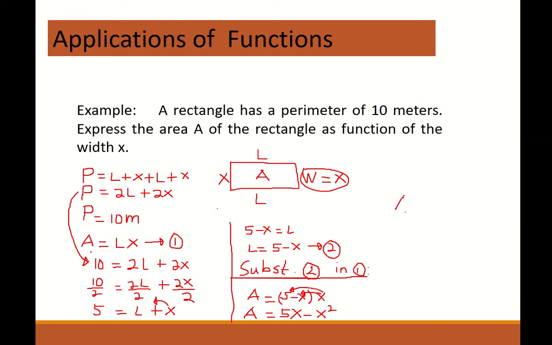So area as a function of x means something like this. You write it in this manner: area as a function of x is equal to 5x minus x squared. Okay, so this is our answer. I hope you understand this one, class. This is a very simple example. Okay, next.